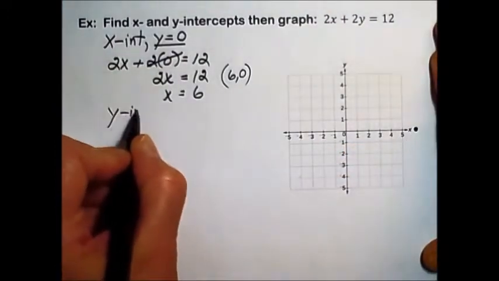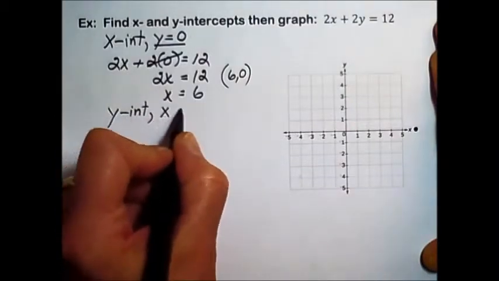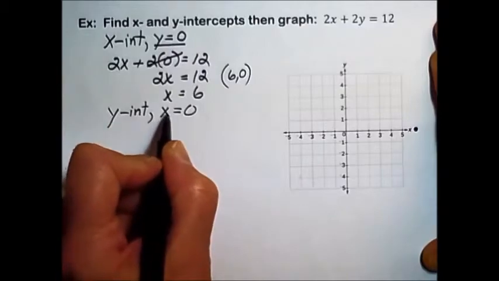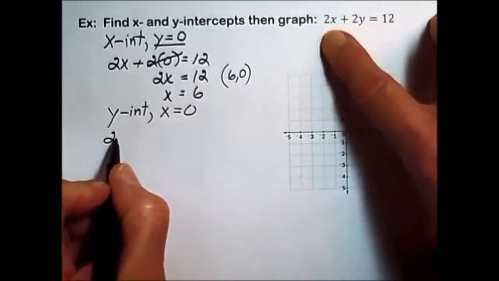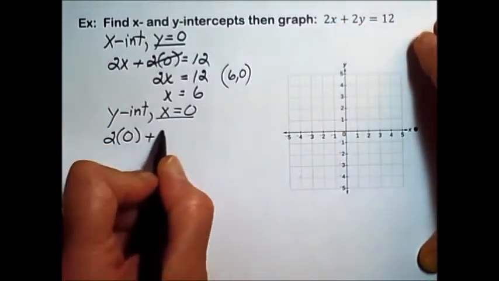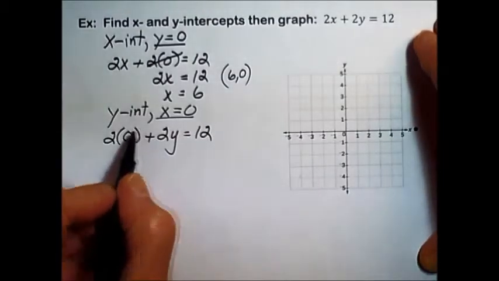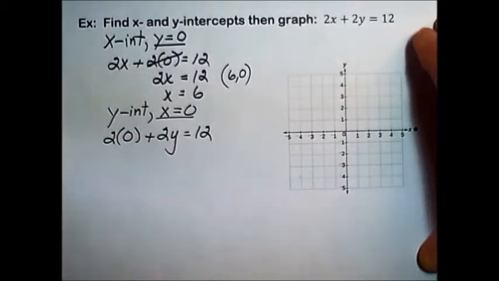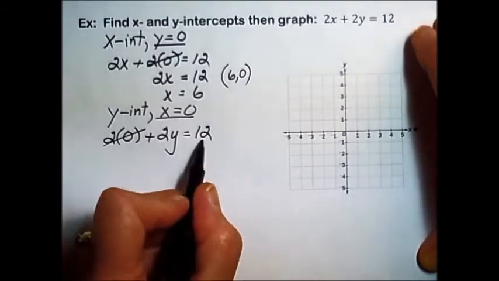To find the y-intercept, you do just the opposite, setting the other variable equal to 0, so we're going to let x equal 0. In this equation, we will replace x with 0 and solve for our y value. Here's the plus with working with zeros. This is gone, leaving us with 2y is equal to 12.